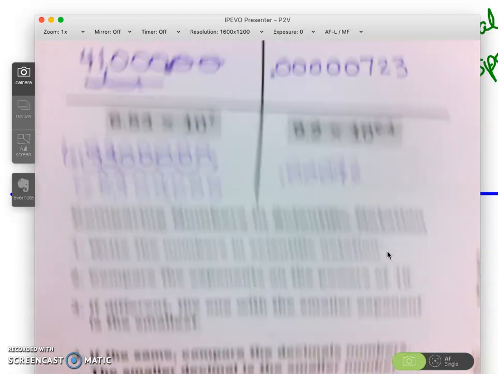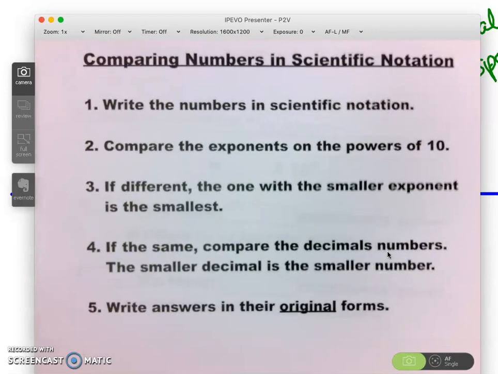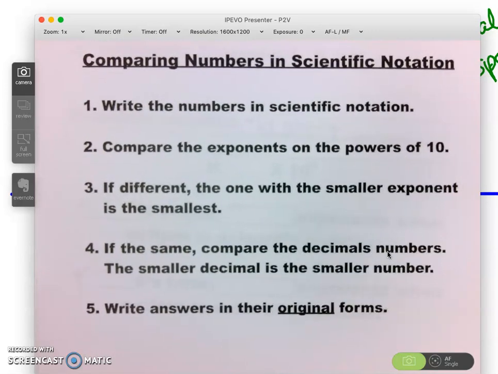Okay. So the next thing we're going to do is we're going to be comparing numbers in scientific notation. Well, the first thing you want to do is you're going to write the numbers in scientific notation.